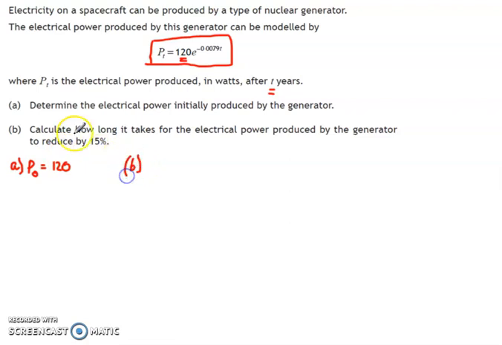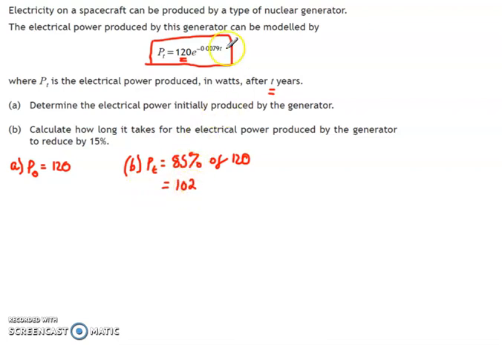Part B then wants to know how long it takes for the electrical power produced to reduce by 15%. Now if this is the initial one, what we want to know is when P(t) is equal to 85% of this. So 85% of 120, because remember it's reduced by 15%, which means that we're looking for 85% of the initial power. So 85% of 120, well, that's 102 watts.